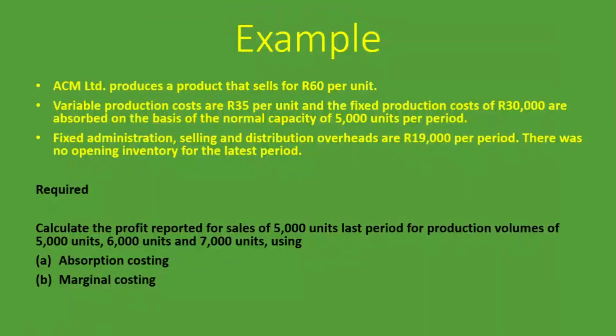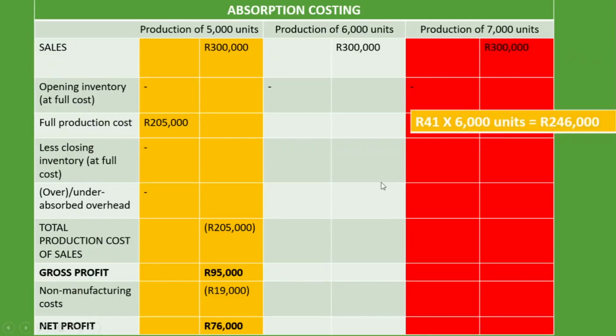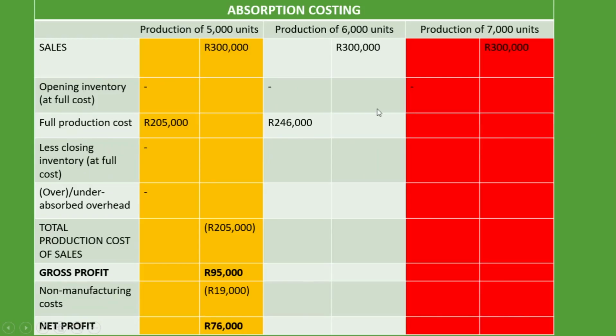So what is the full production cost? We produced 6,000 units, and because this is the second one we're working on over here, we're using the 41 rand per unit. So we take the 41 rand, which is the full production cost per unit, multiplied by the 6,000 units which we produced. So remember, this is produced, not sold. This is the full production cost that we're talking about here. We get a total of 246,000 rand. So we put that over there.